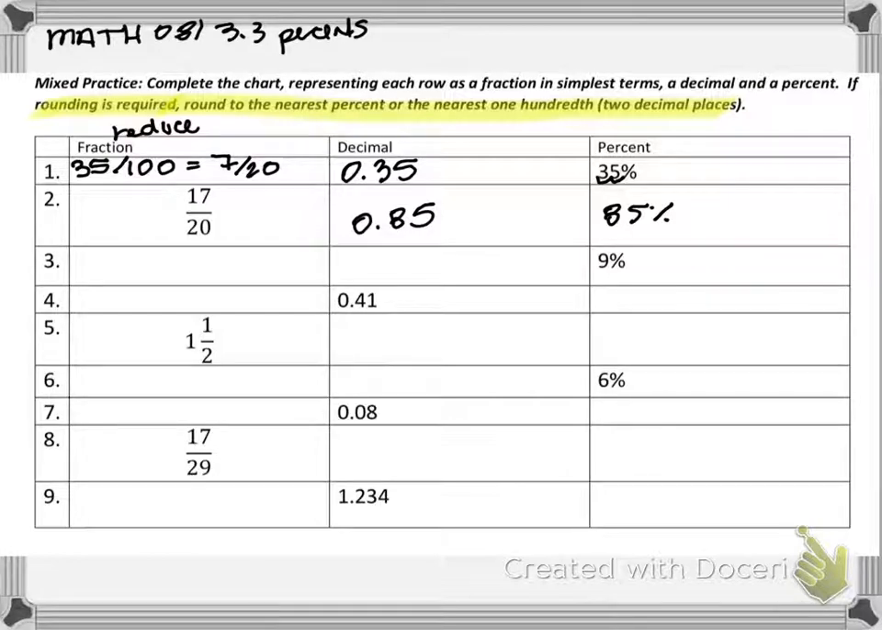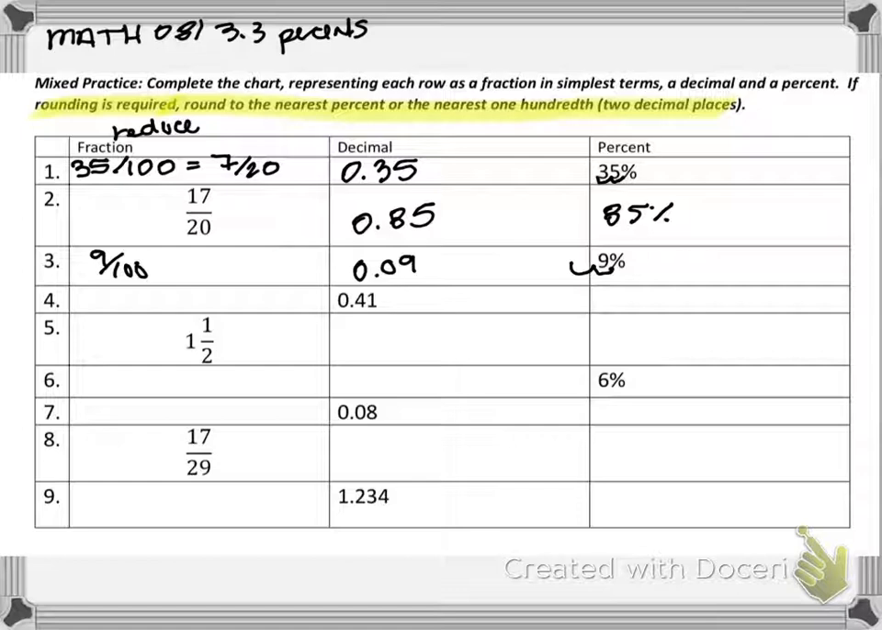All right, number 3, we're given 9%. So remember, to write that as a decimal, we have to take the decimal point and move it over not once but twice. So our decimal equivalent is 0.09. And then as a fraction, we're going to write it as 9 out of 100. You cannot reduce that, so you just move on.